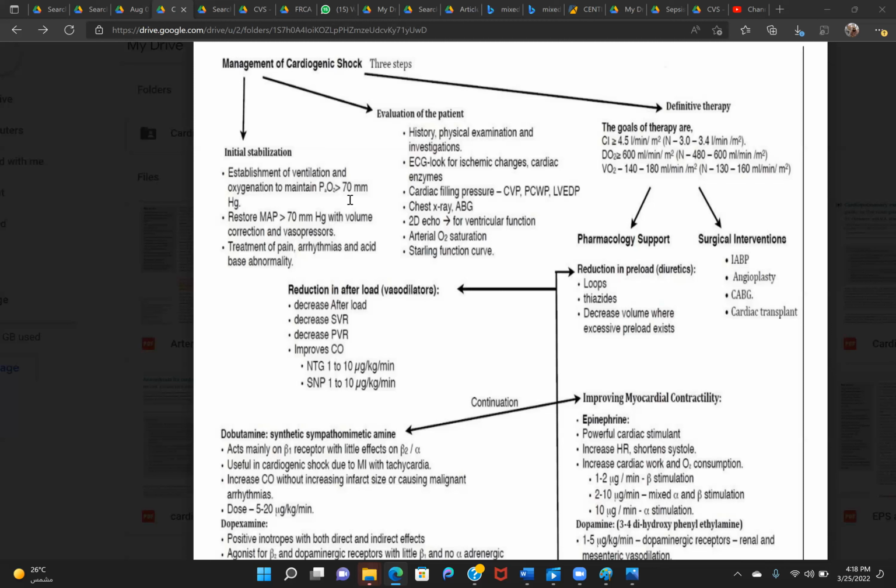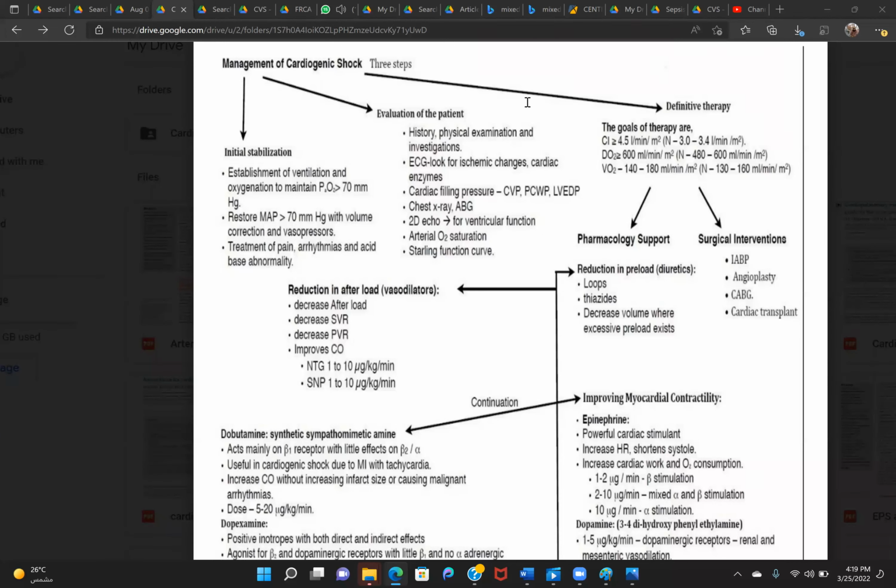Why? Can someone defend my statement? It will cause arrhythmias at high dose, increase the heart rate, which will lead to more oxygen consumption. Yes, you are right, your point is correct. But there is another point which supports my statement.